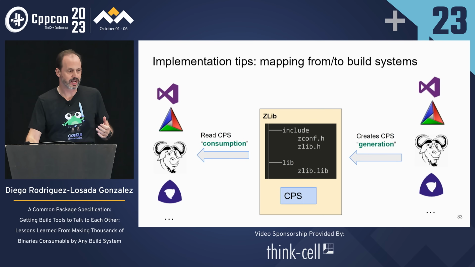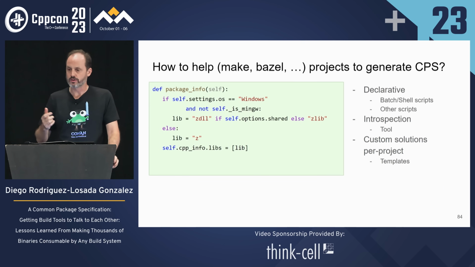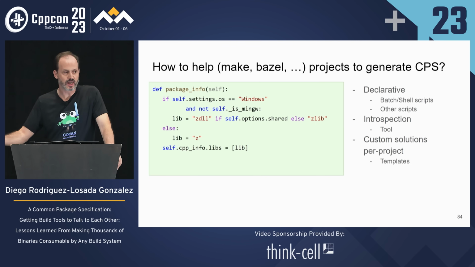Because we have seen that we have both the generation of the CPS and the consumption of the CPS. The generation is going to be easy. If CMake is doing that, then it's going to be amazing. But there will be other build systems that are still very used, like Make or Bazel, that are probably not going to buy in that quickly. But we want their dependencies because there are very interesting libraries there that we want to use as soon as possible. So we want the CPS files for them.